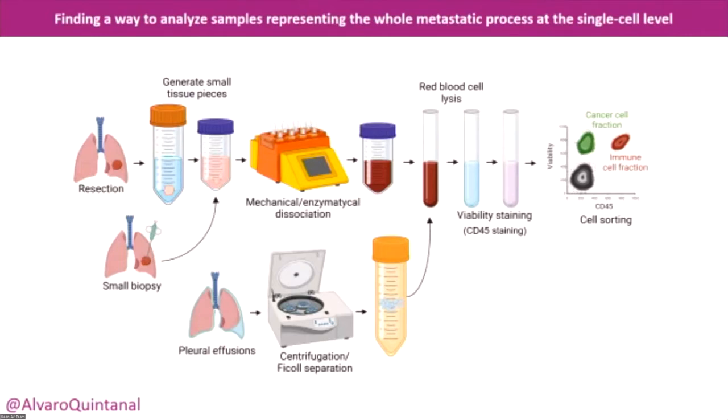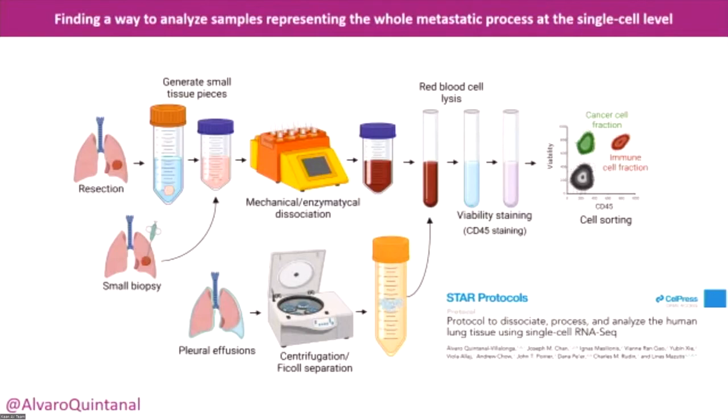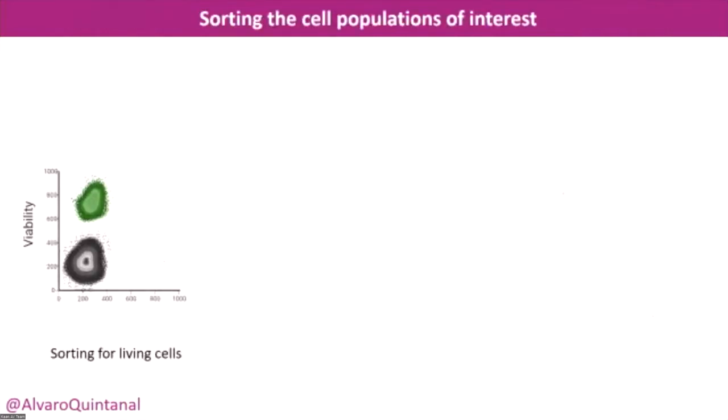And then we get to a point where we have a solution with red blood cells that we want to eliminate, and then we stain the cells basically to solve for viability, and we can do additional stainings if necessary, like for example CD45 stainings, since we are interested in immune cells, and I will talk about that in a minute. And then the point is to sort the viable cells, because single-cell RNA-seq requires high viability. And we are very close to publishing this protocol in STAR Protocols from Cell Press journals, in case you are curious about the details, or you can just contact me and I'm happy to share it.